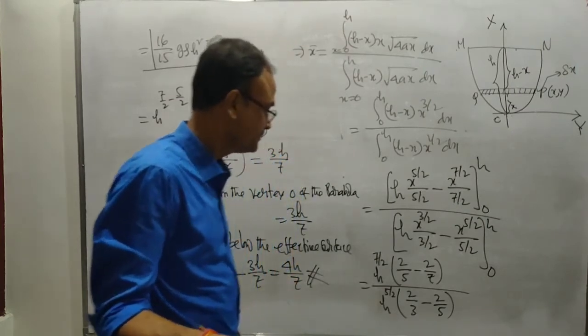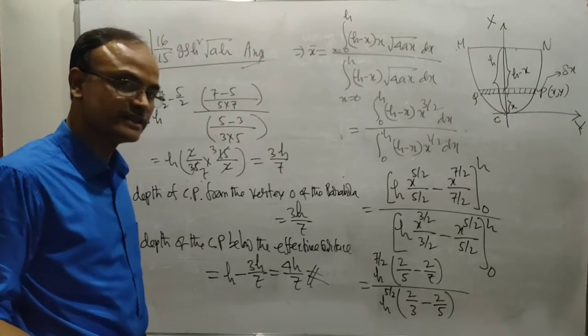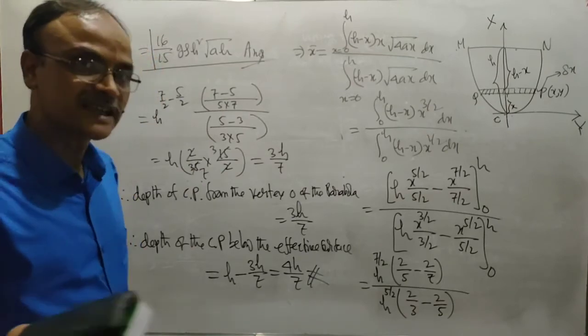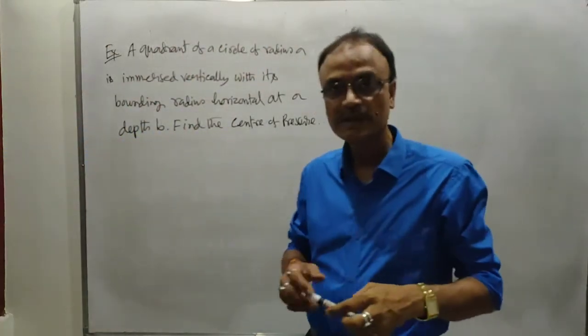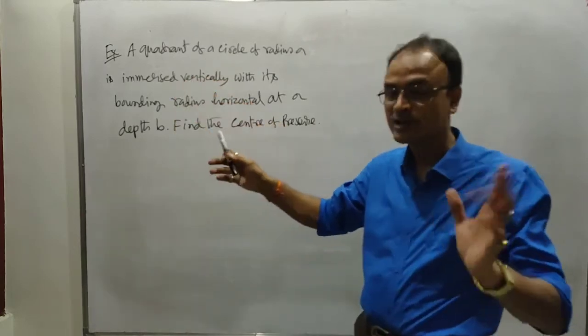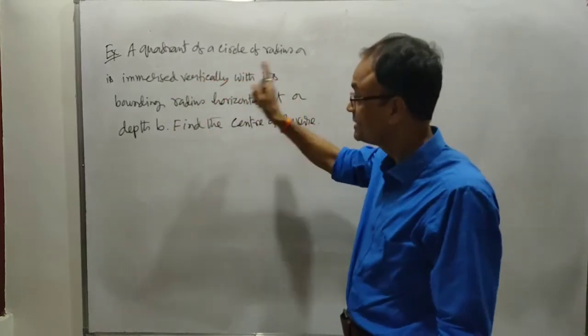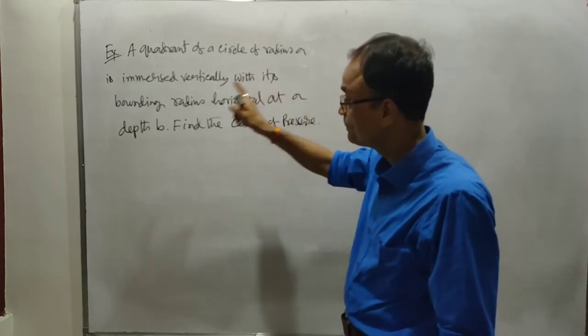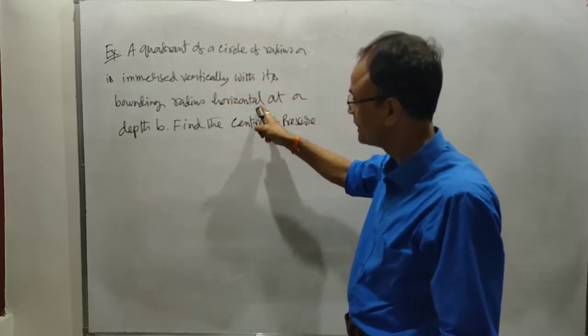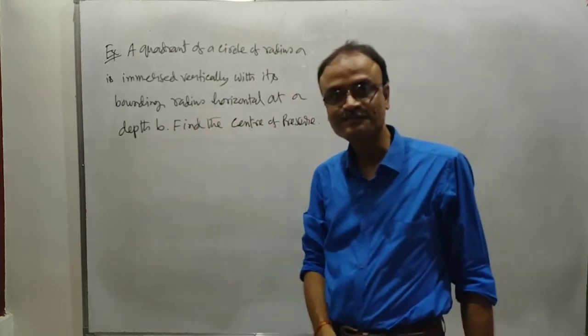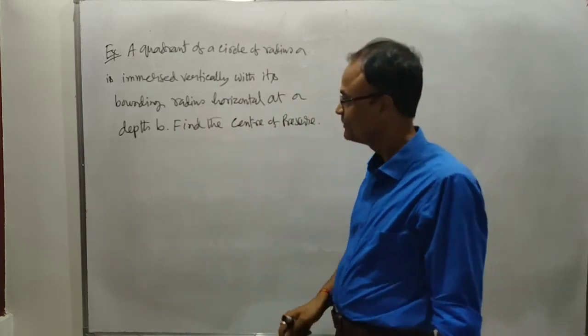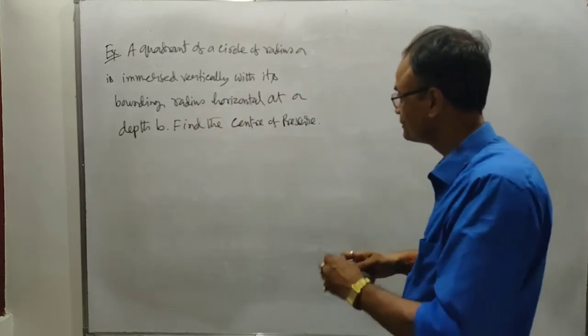Right? I hope you have enjoyed this. Now let us take another one. Let us try to solve this problem. A quadrant of a circle of radius A is immersed vertically with its bounding radius horizontal at a depth B. Find the center of pressure.